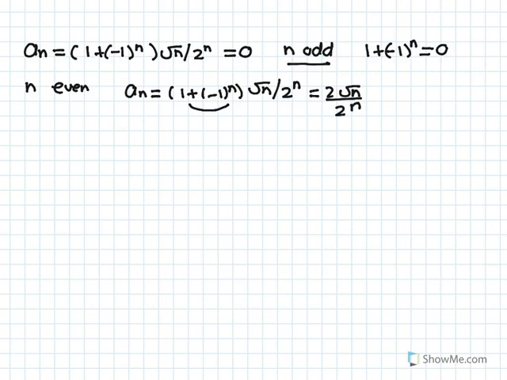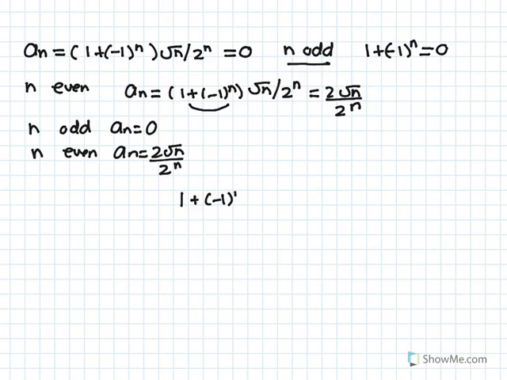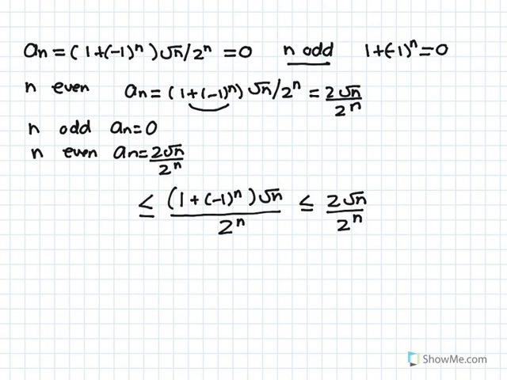So when n is odd, a_n is equal to 0. And when n is even, a_n is equal to 2 root n divided by 2 to the n. So it's logical to try to apply the squeeze law to find the limit of a_n. So the sequence 1 plus negative 1 to the n times root n divided by 2 to the power of n is less than or equal to 2 root n divided by 2 to the n. So even integers essentially produce the upper bound for the sequence, and odd integers always produce 0 for the sequence, so that produces a lower bound, which is 0.